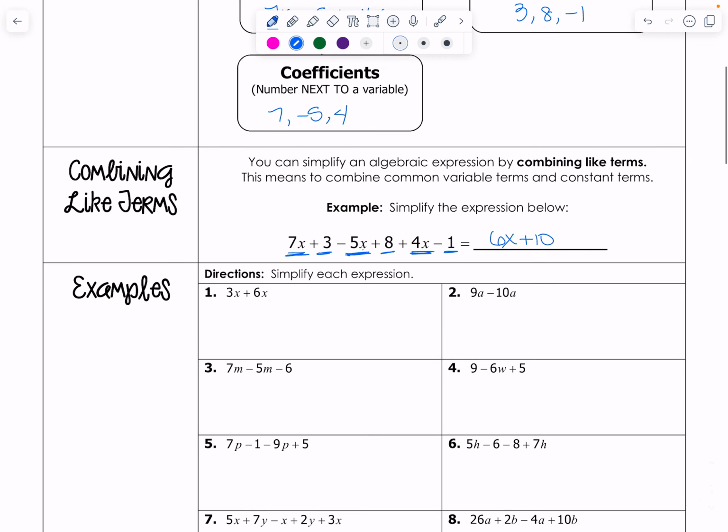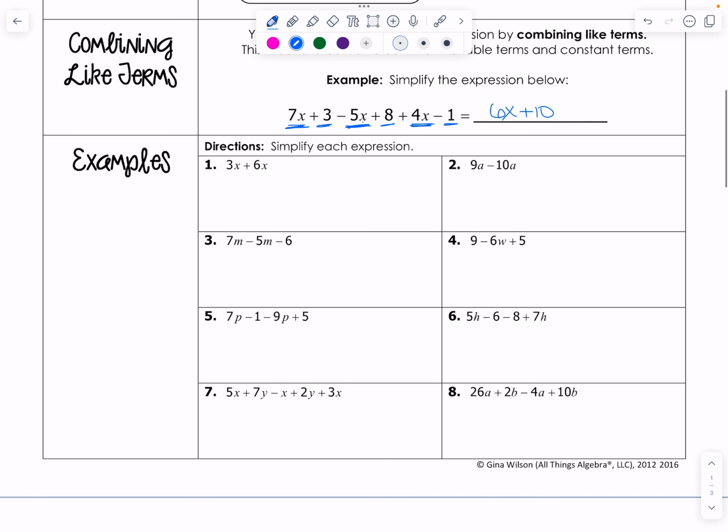Okay, and then we did just a handful of these in class, so I think I did just the even ones, so like 9a minus 10a gives me a negative a, and then I can combine my numbers together, so negative 6w. The sign is just to the left of the number, so the negative, that's why it's a negative 6w. And then it'll be a positive 5 here. So then it's 9 plus 5, which is a 14.